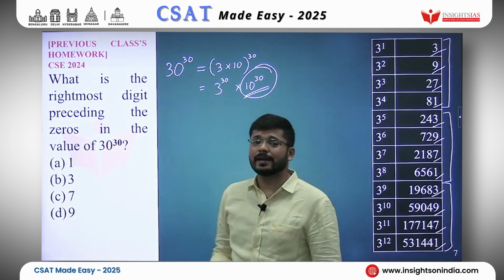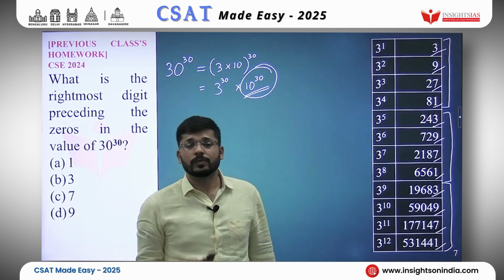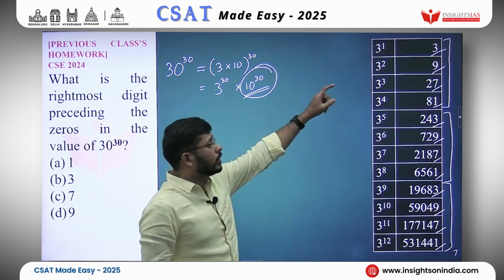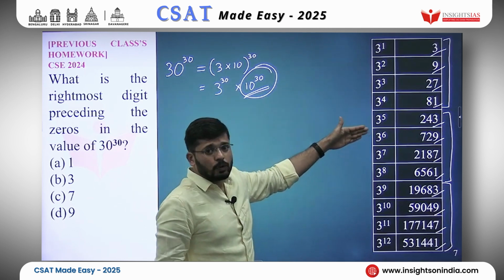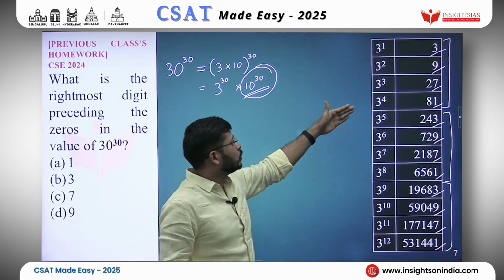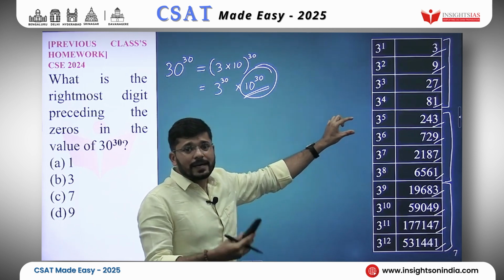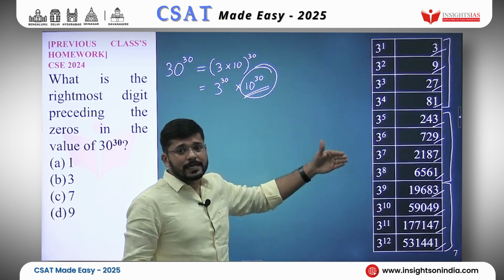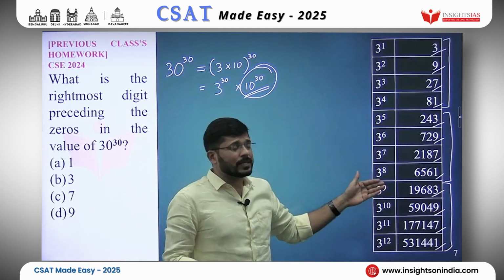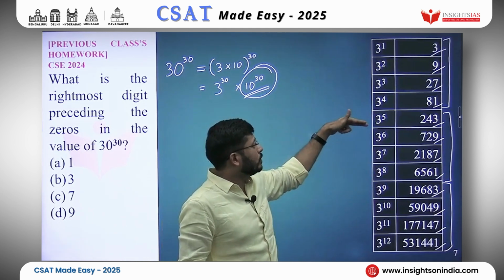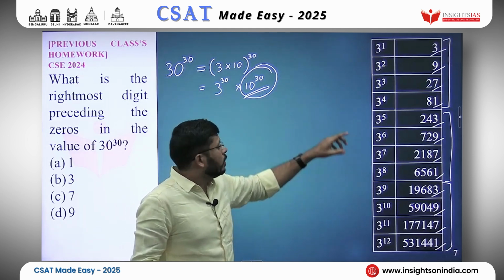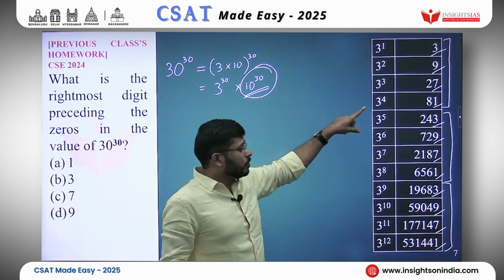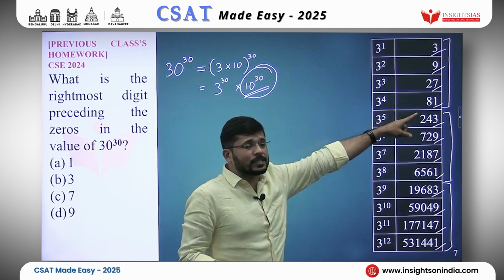What is 3 being raised to? 3 is being raised to 30, and we know that when 3 is raised again and again, for every 4 times it is being multiplied with itself, the cycle repeats: 3, 9, 7, 1, 3, 9, 7, 1. 3 to the power of 4 is 81. 3 to the power of 4 will have a last digit of 1.